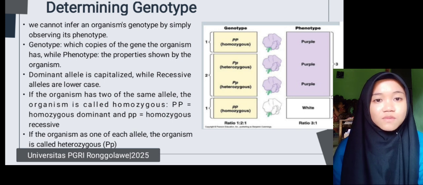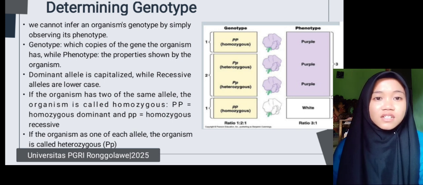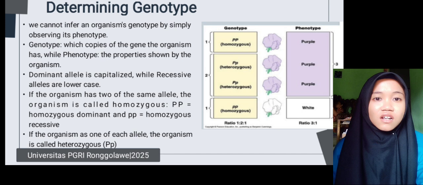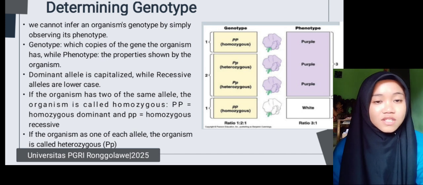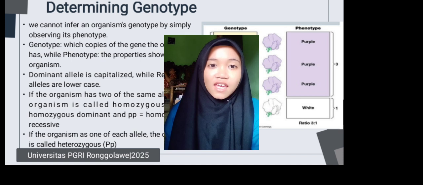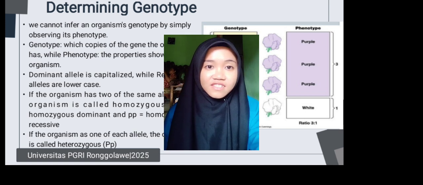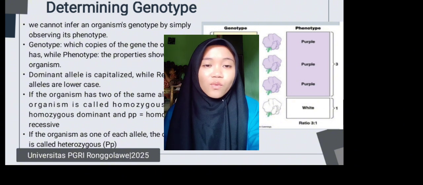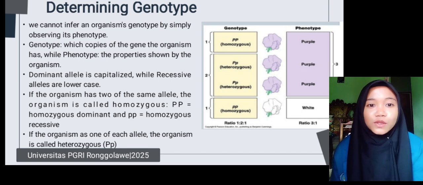If the organism has two of the same allele, the organism is called homozygous. Capital letters are homozygous dominant, and lowercase letters are homozygous recessive. If the organism has one of each allele, the organism is called heterozygous. Next slide, monohybrid cross.